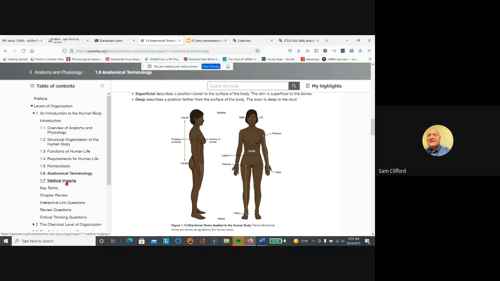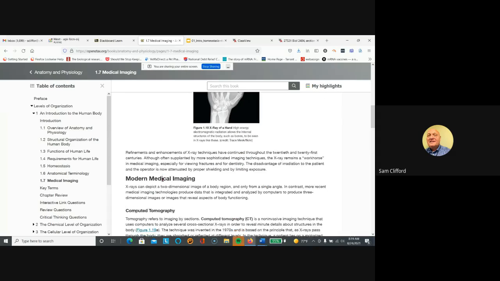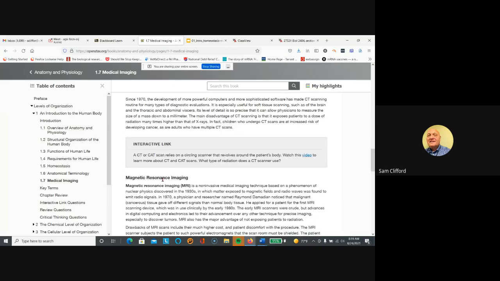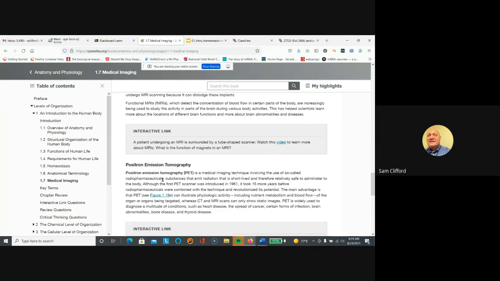It talks about medical imaging: x-rays, CAT scan, MRIs. This one is not used for humans. This is used for chemical study.